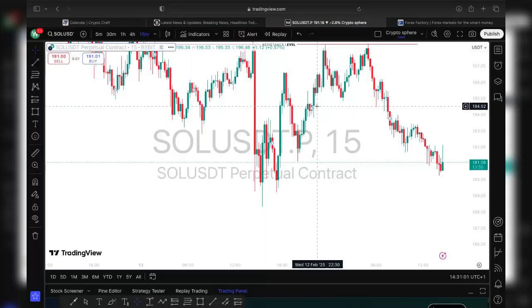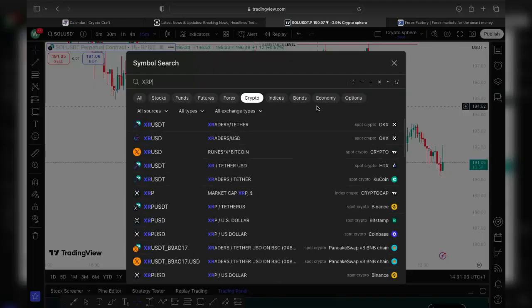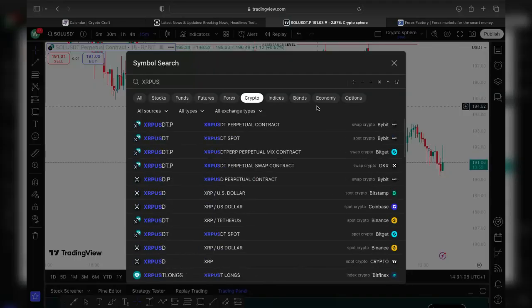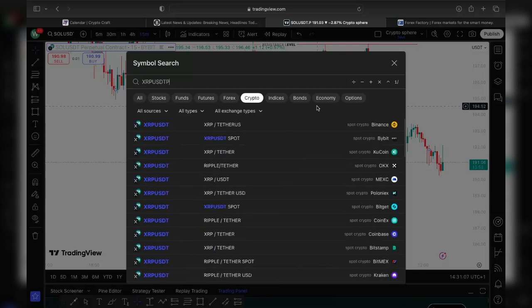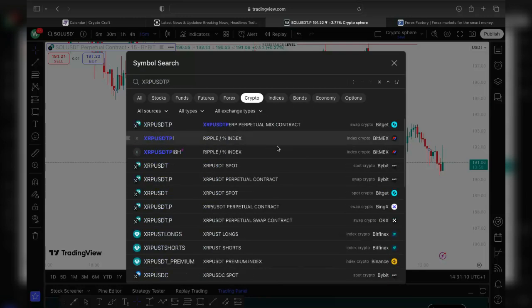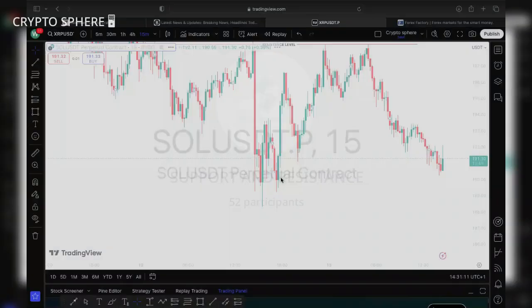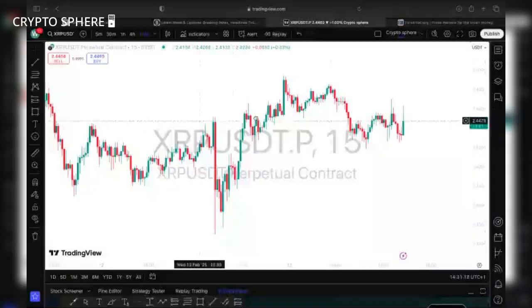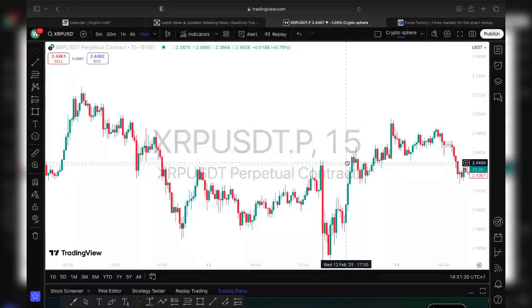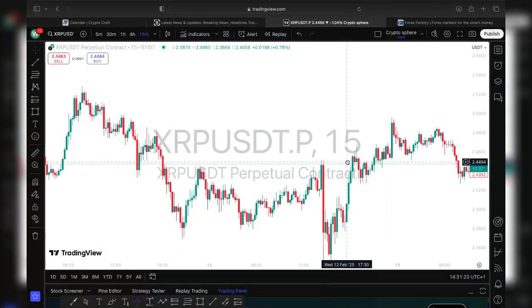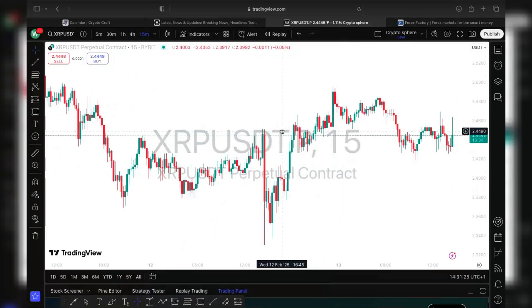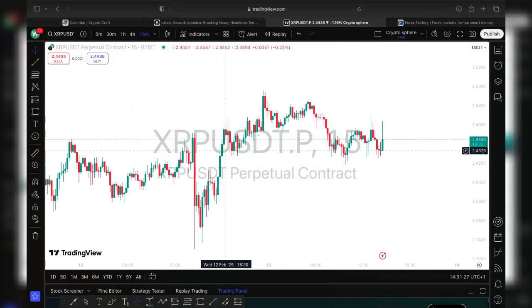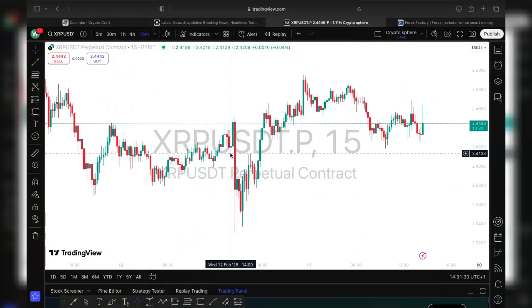All right then. Someone said XRP, so let's look out for XRP. Now let's see what we have over here. We're looking out for either a support level or a resistance level.